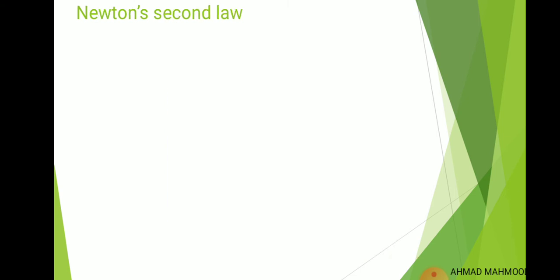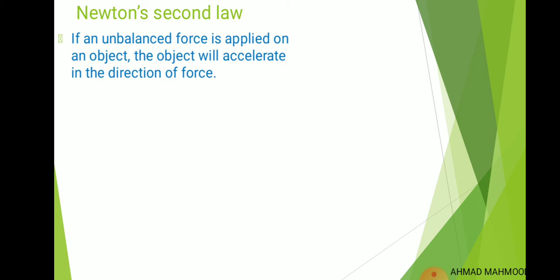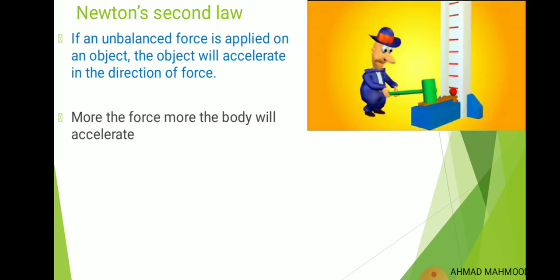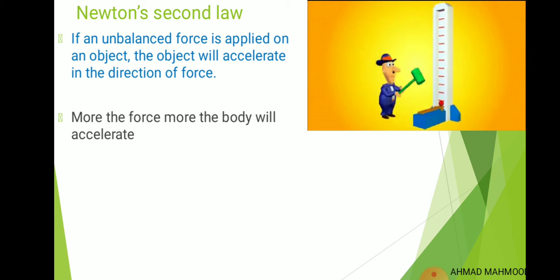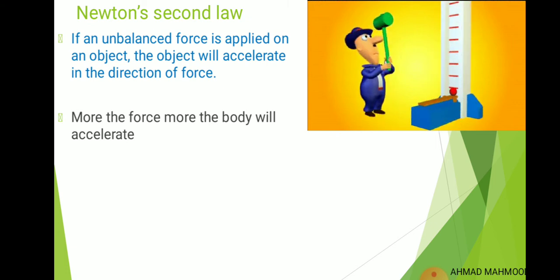Newton's second law. In the previous slides we were talking about balanced forces. Now, if an unbalanced force is applied on an object, the object will accelerate in the direction of force. More the force, more the body will accelerate. For example, in this animation, more the force with which he will hit the lever, more the ball will accelerate.